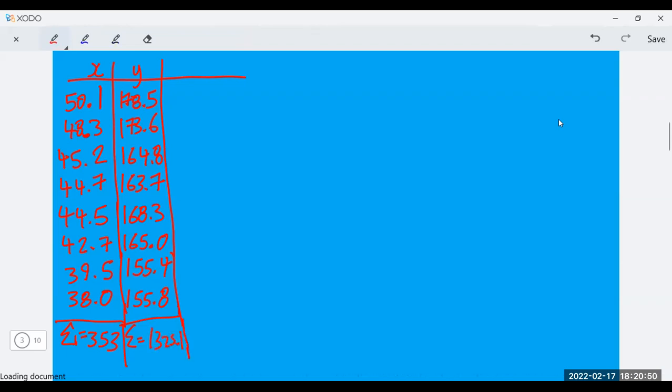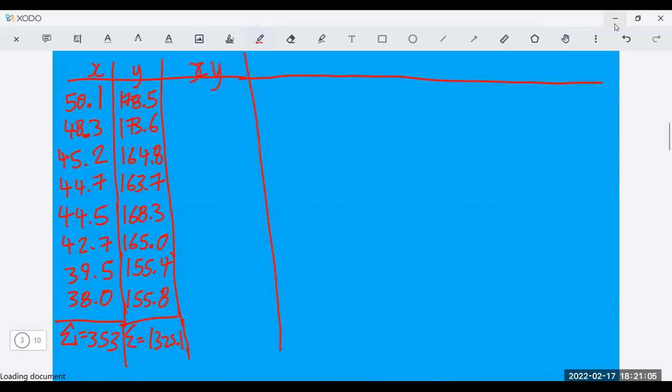Now that we have the sum of X and the sum of Y, we know that we're going to need the sum of X squared and the sum of Y squared, and we're going to need also the sum of X times Y. So we're going to write down our table first of X times Y, and we're going to multiply them.